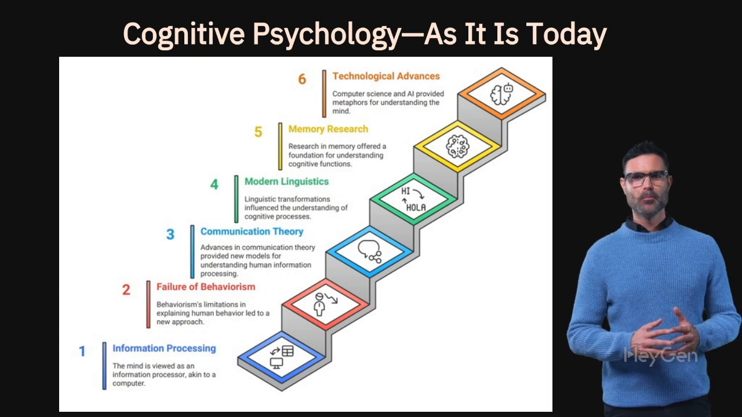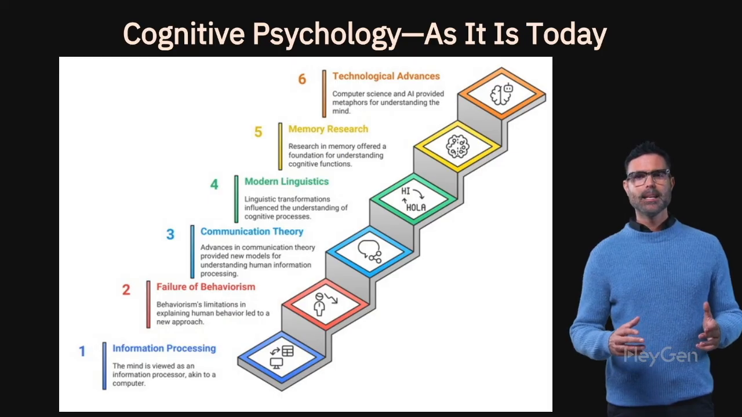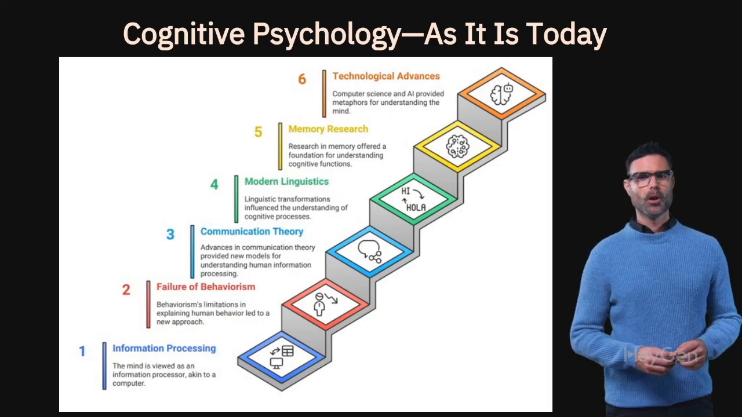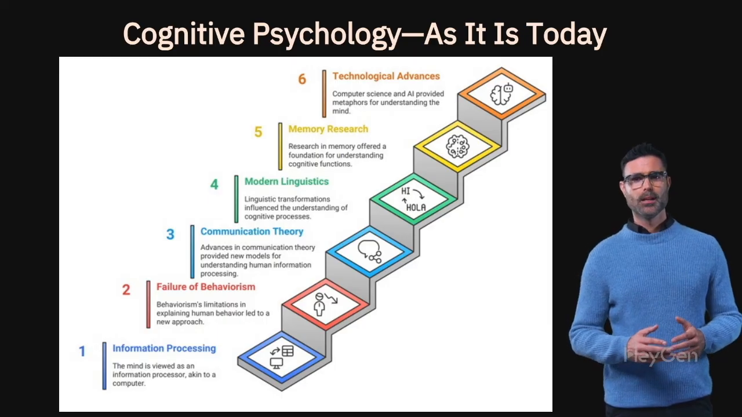The emergence of communication theory. Advances in fields like signal detection, attention studies, cybernetics, and information theory provided powerful new models for understanding how information is processed by humans. These developments were directly relevant to cognitive psychology and spurred experimental research into how people perceive, attend to, and respond to information.